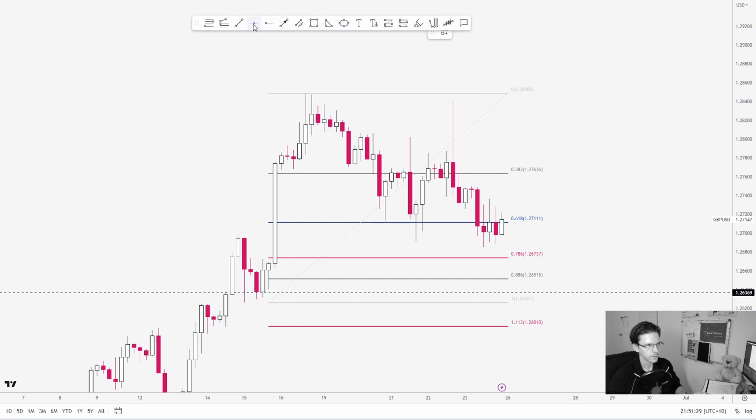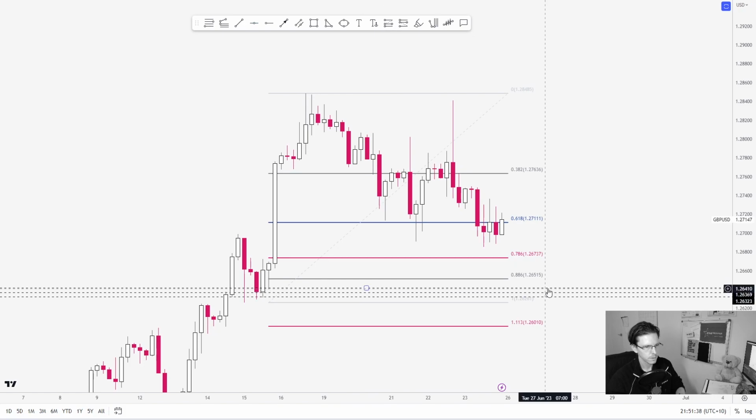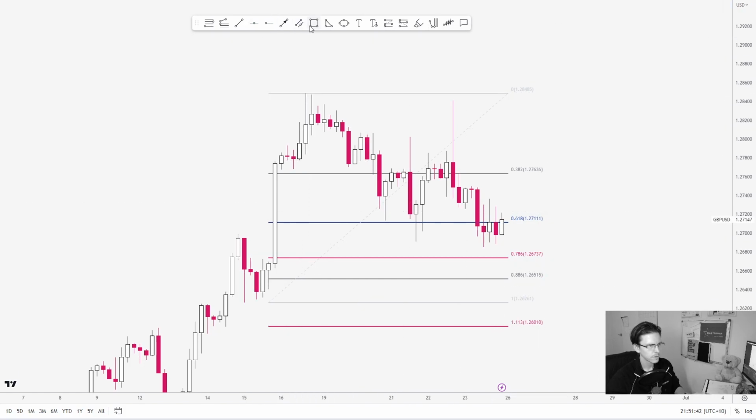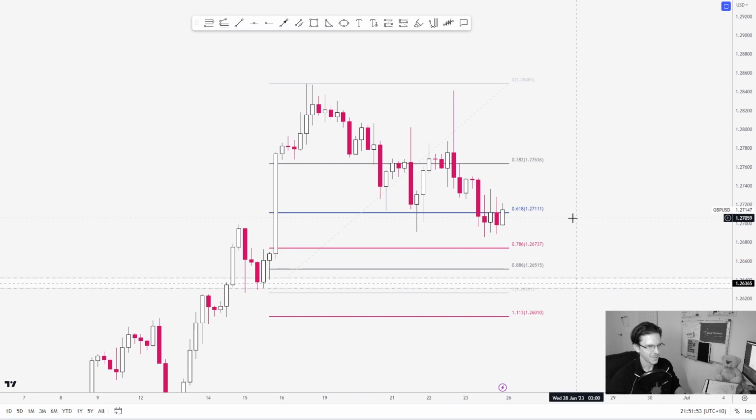Where's my line tool? Like this. No. Where is it? Why is it not? Oh, there it is. Okay. I got the right tool. Right. Bear with me. Okay.